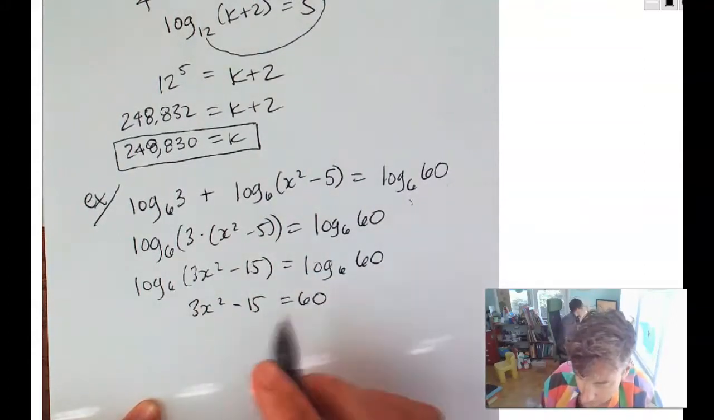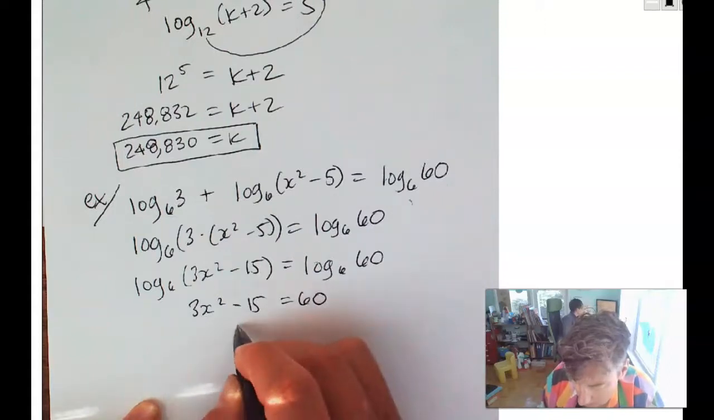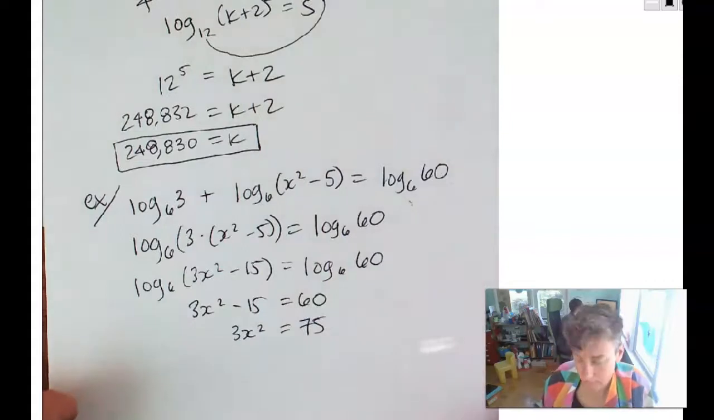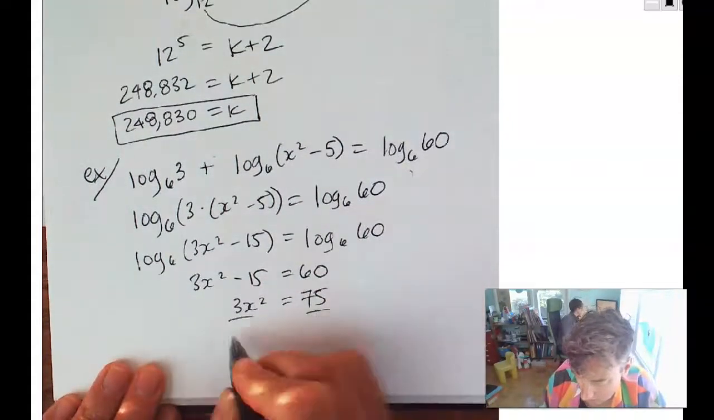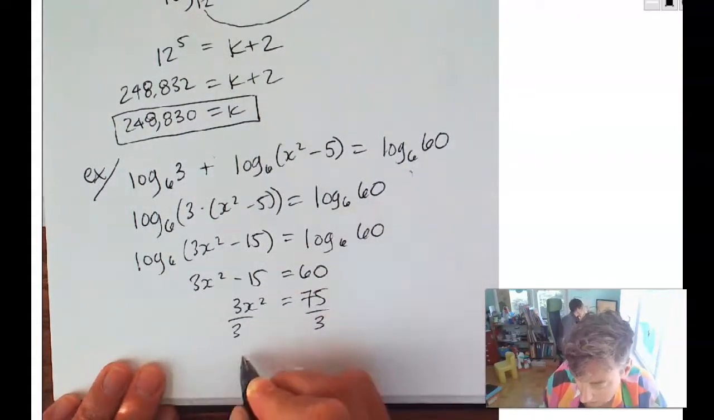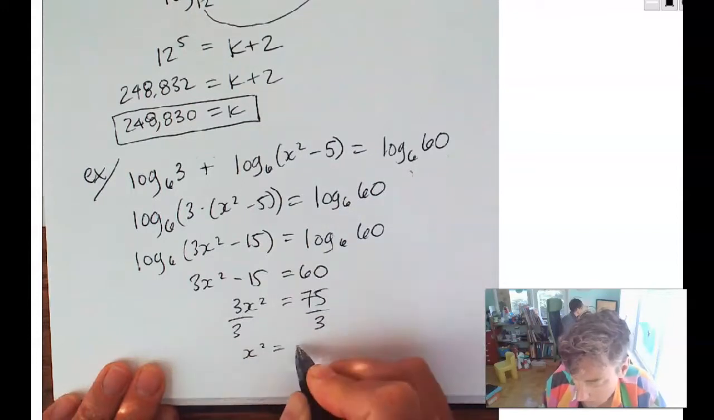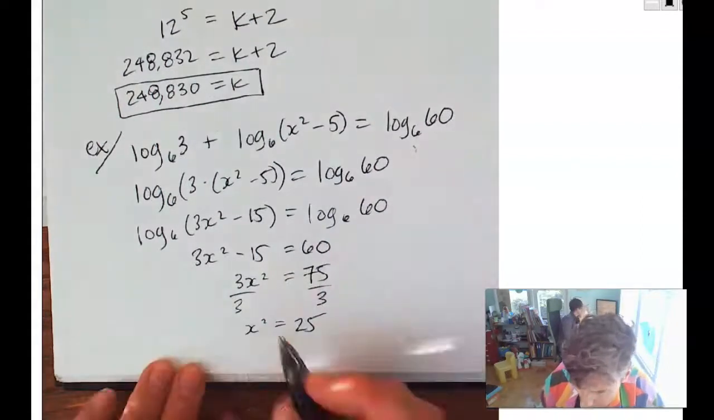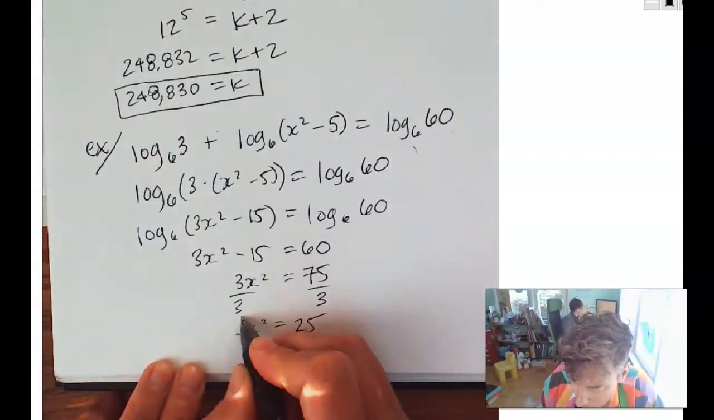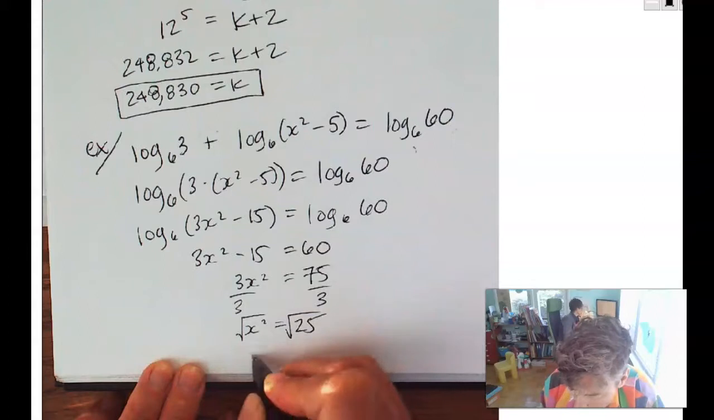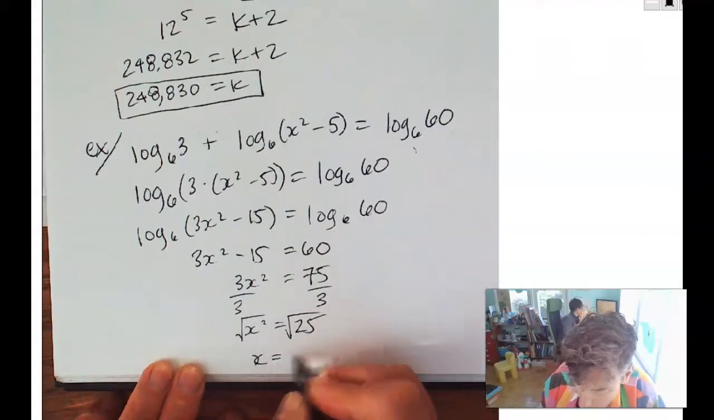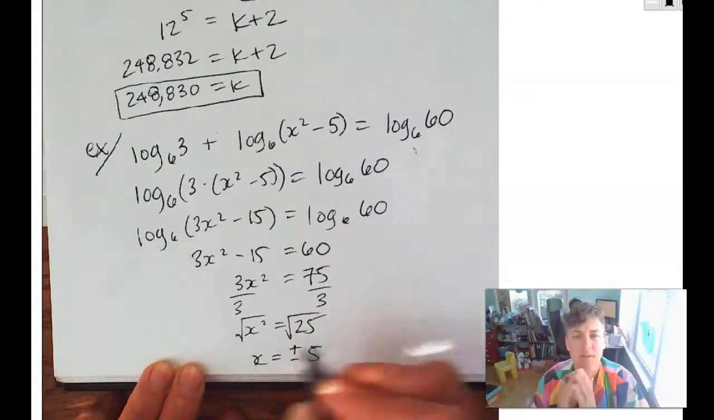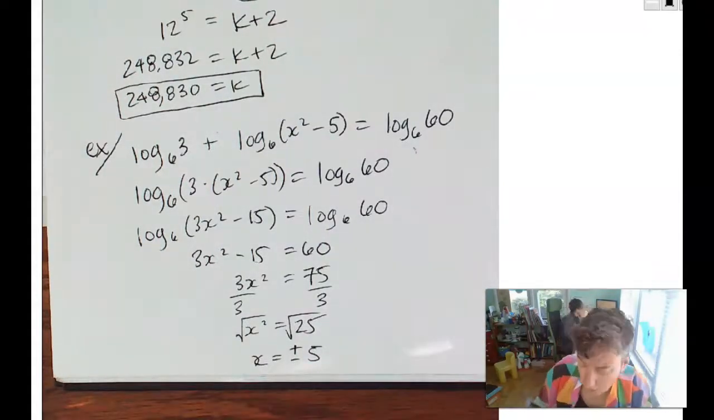Let's add the 15 on both sides, and we'll get 3x squared equals 75. And divide both sides by 3. So x squared equals 25. And we take a nice little square root. And x equals plus or minus 5. Cool.